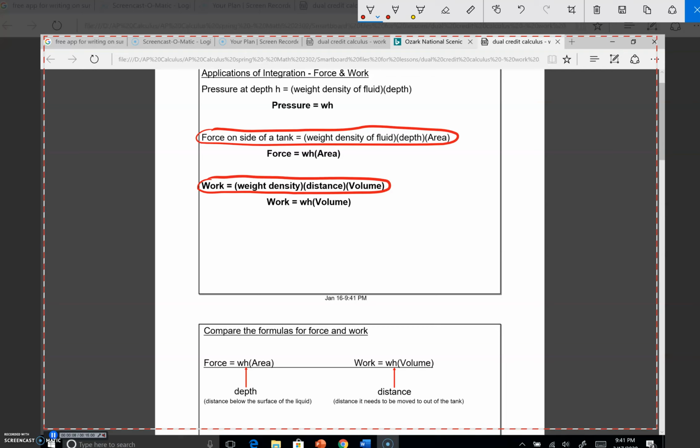Now, I think a key thing to do is learn the formulas in terms of what the variables represent, rather than saying force is WH times area and work is WH times volume, because many times when people do that, they get the H's confused in the sense of they think this is the same H. And if you look down here at the bottom, just to remind you, this H right here is a depth, so how far below the surface of the liquid something is. And this H in the work formula is a distance. Distance is something has to be moved to be removed from the tank.